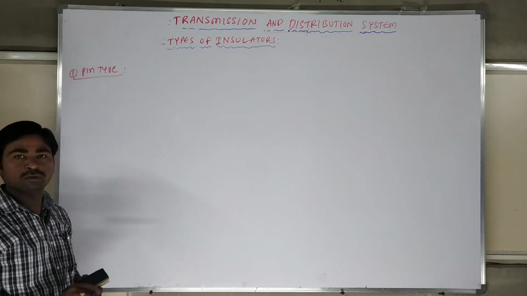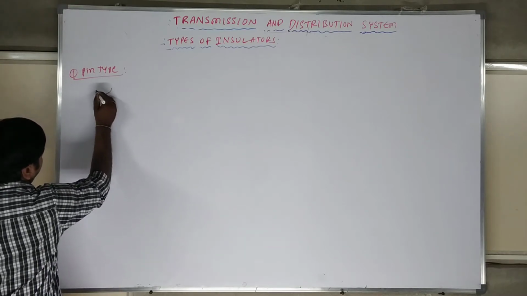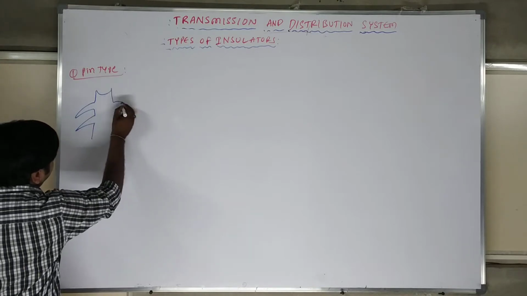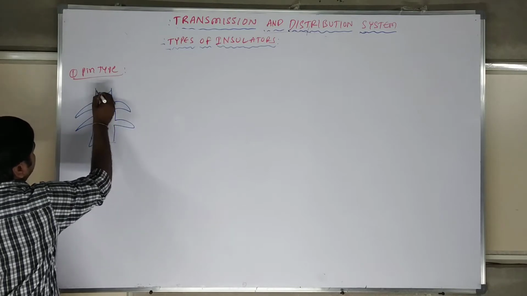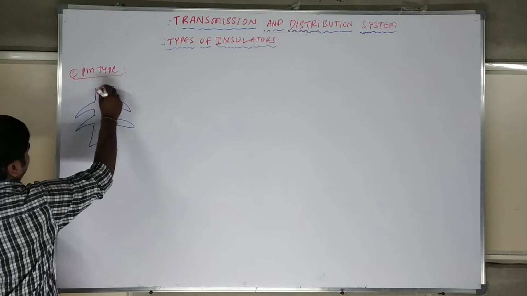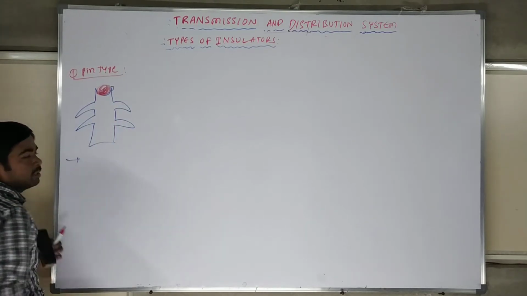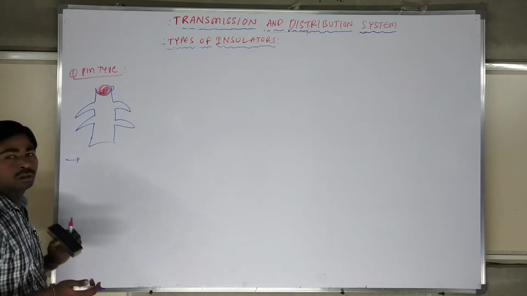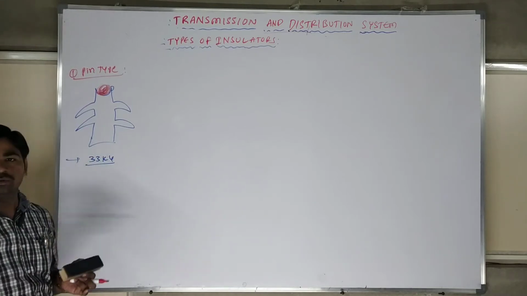This pin type insulator is the one we have mostly heard of. How will this insulator design be? It should have a design like this. This is a pin type insulator. In this you keep your conductor material. Majorly, this pin type insulator we have to use up to 33 kV only.